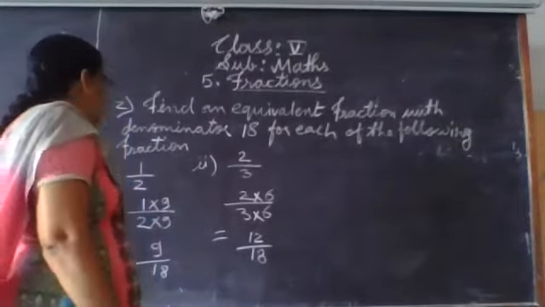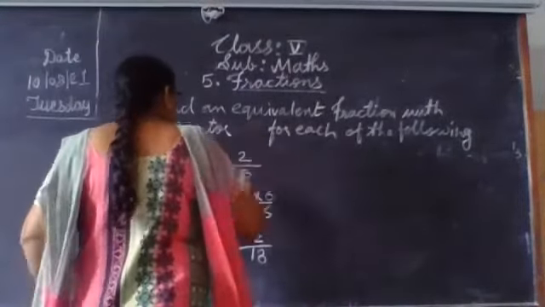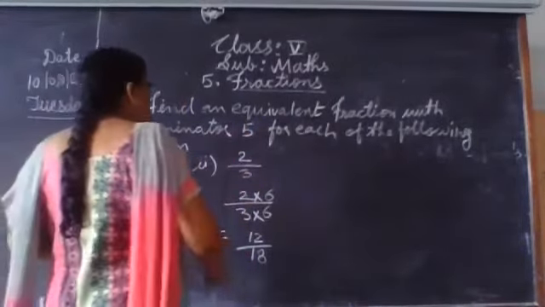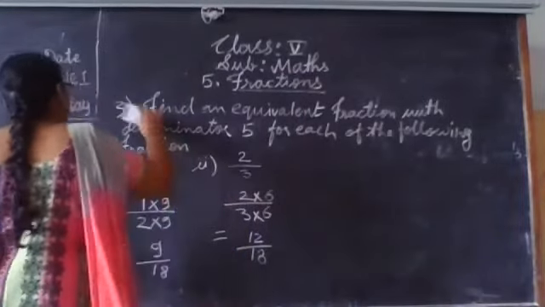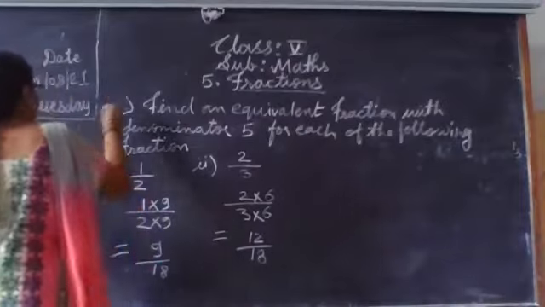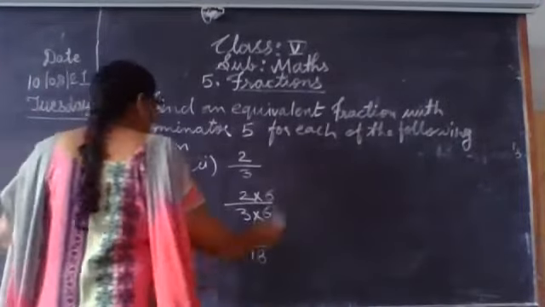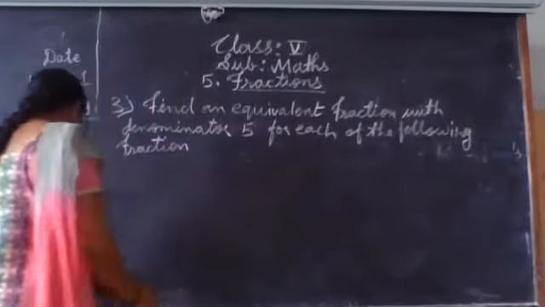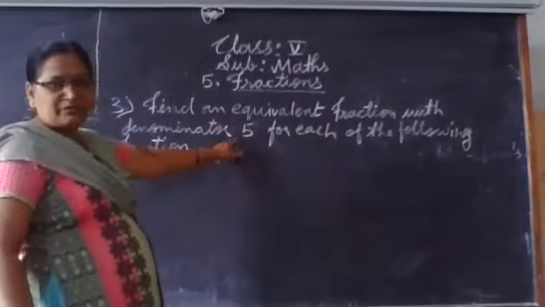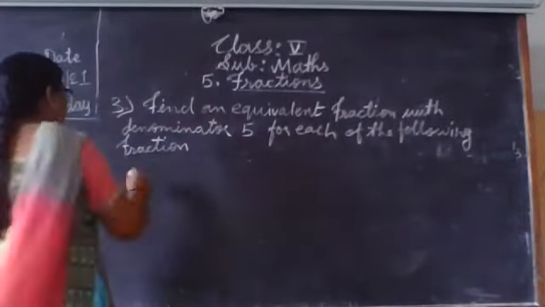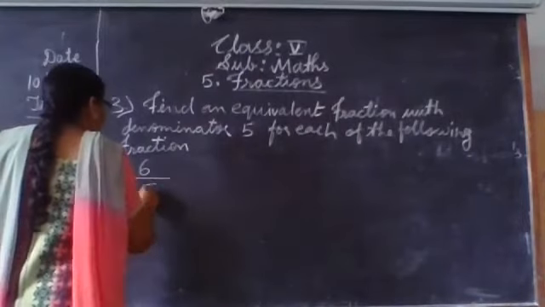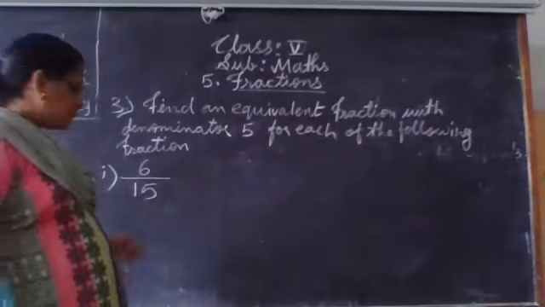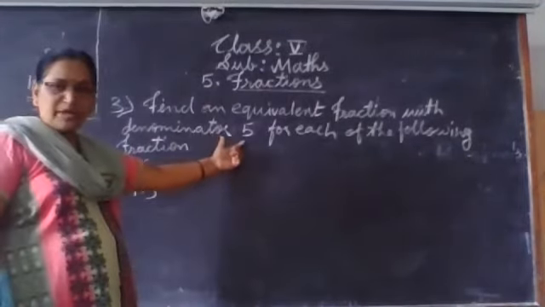Find an equivalent fraction with denominator 5 for each of the following. So it is question number 3. Now the question has changed and it is: denominator should be 5. And the question is 6 upon 15. Got it, beta? It is 15 and you have to make it 5.